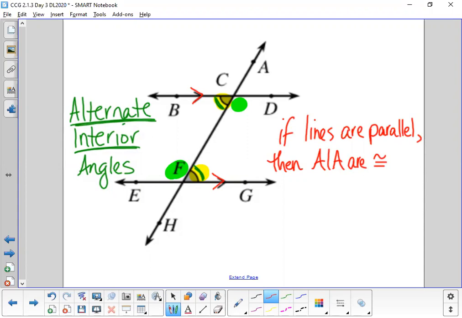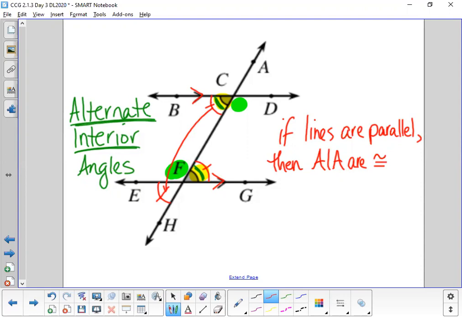So we noticed that when we translated this down to its corresponding angle. And since the lines are parallel, the corresponding angles are congruent. And then this and its vertical angle would be congruent. So then that means the alternate interior angles would be congruent.